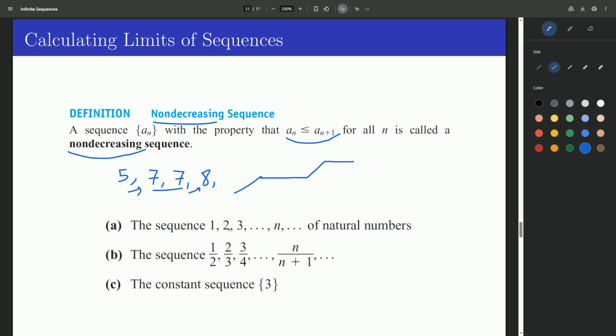But this sequence 1, 2, 3 is strictly increasing, and 1/2, 2/3 is strictly increasing. This one is not increasing, but since it's always constant, we can still say that this is a non-decreasing sequence.